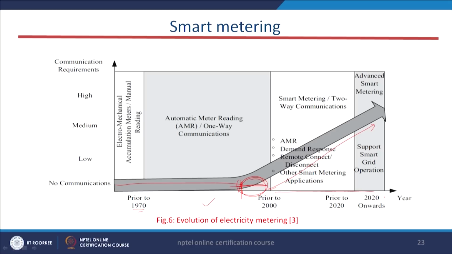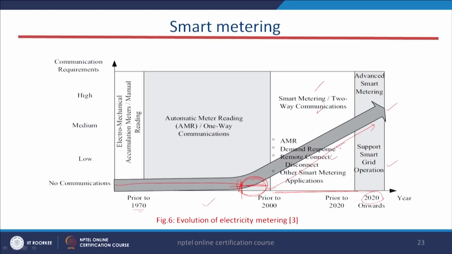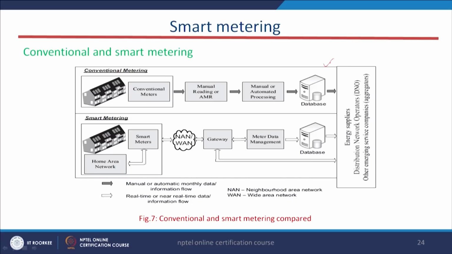Now, what is the aim of 2020? The aim is that we should have an advanced metering, smart metering facility within the smart grid environment. This is what this particular graph says. And what about within 2000 to 2020? These are the things: smart metering, two-way communications, demand response, and remote connect and disconnect facility. So, these are basically the technologies which are involved inside the distribution system, which we call a smart distribution system.